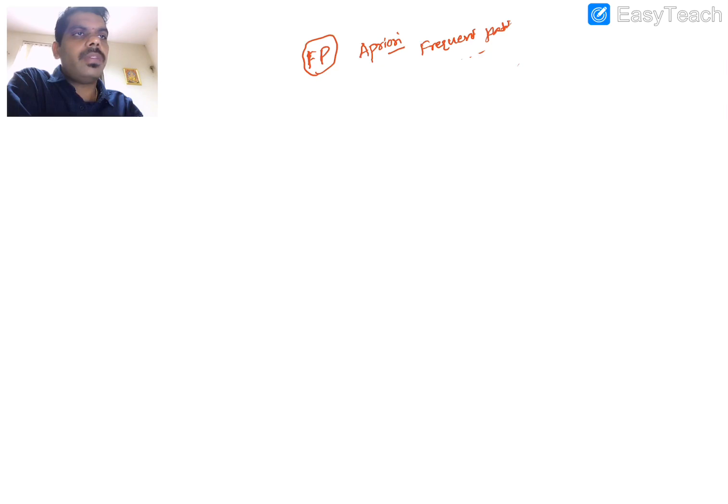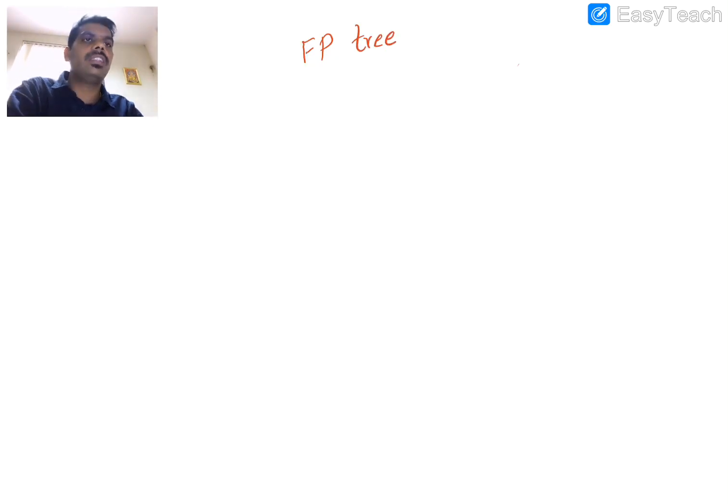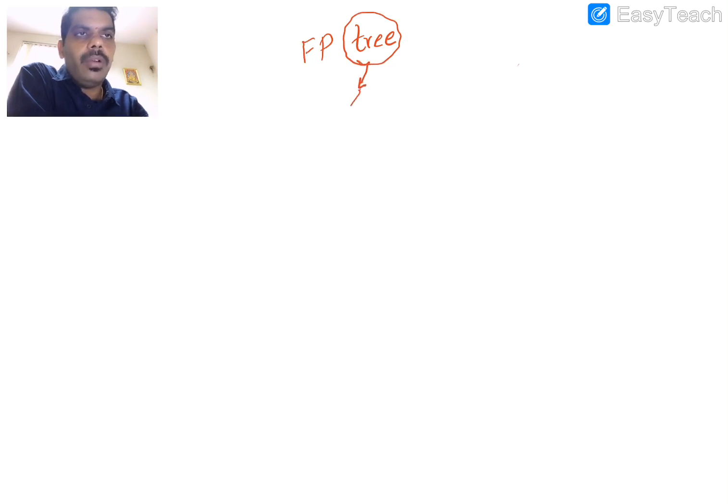In order to overcome this major drawback, we are going to take another algorithm, the FP tree, the frequent pattern tree. A tree consists of nodes and branches. Here we will discuss how the nodes are created, how we construct the frequent pattern tree, and how we can generate the frequent item sets.